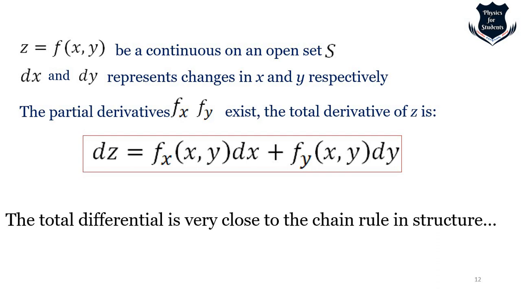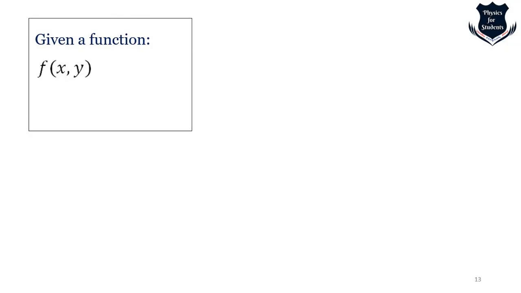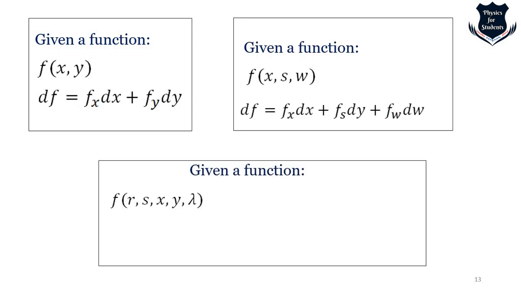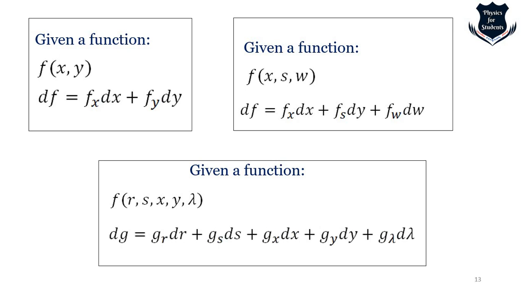So let me repeat, the total differential is something which is close to the chain rule. For a function of two or more independent variables, the total differential of the function is the sum over all the independent variables of the partial derivative of the function with respect to a variable times the total differential of that variable, right? So now for example, if we are given a function f of x, y, then the total differential is given by this. If we get a function with three variables, we get this, and if we get a function of this, we get this, right?